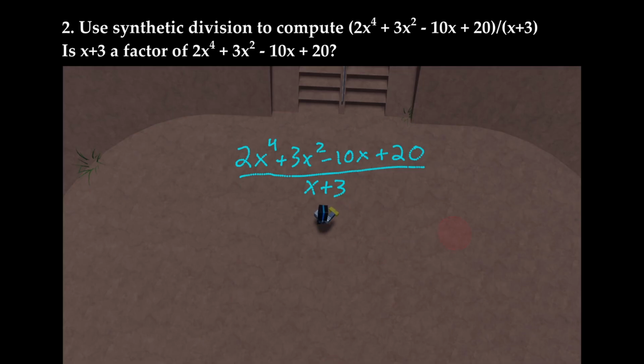So the first step of synthetic division is you take the number in the denominator. Here it is plus 3, and you have to change that to a minus 3 for the sake of synthetic division. So you always flip the sign of the number in the denominator. If it was a minus 3, you make it a plus 3, but here it's plus 3, so make it minus 3. And then set up the synthetic division table.